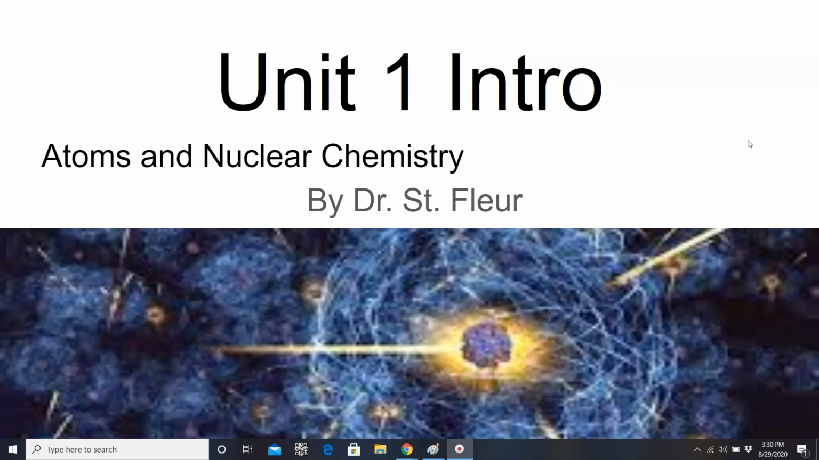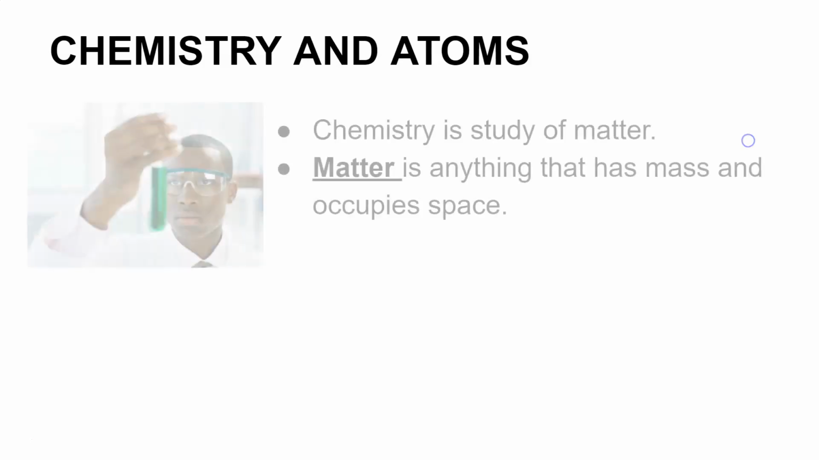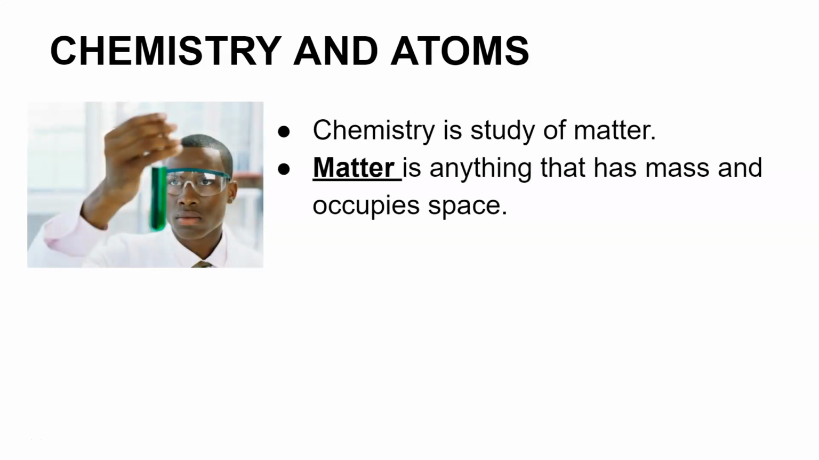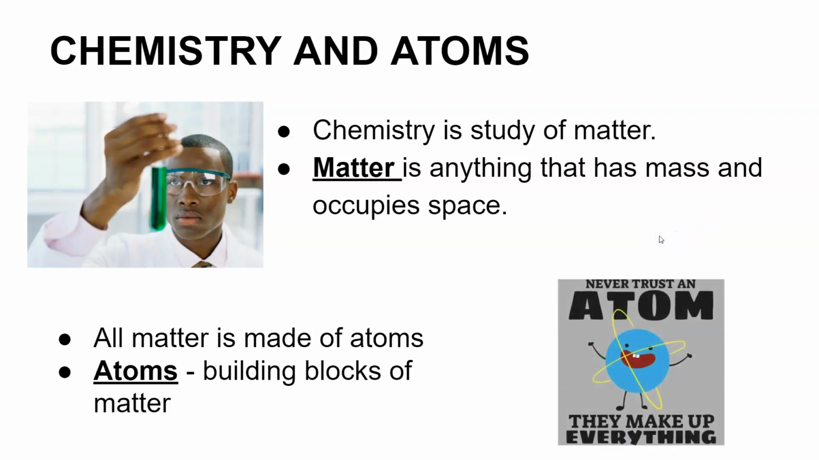This first unit is called Atoms and Nuclear Chemistry. So let's talk about the relationship between chemistry and atoms. You may already know this, but let's just clarify it. Chemistry is the study of matter, and matter is anything that has mass and occupies space. What you probably already know, or at least have heard before, is that all matter is made of atoms, and atoms are therefore known as the building blocks of matter. And because all matter is made up of atoms, you can never trust an atom because they make up everything.